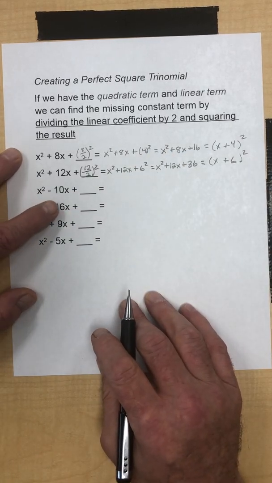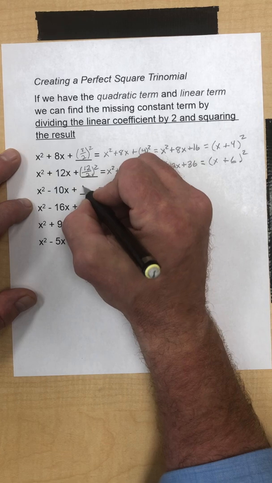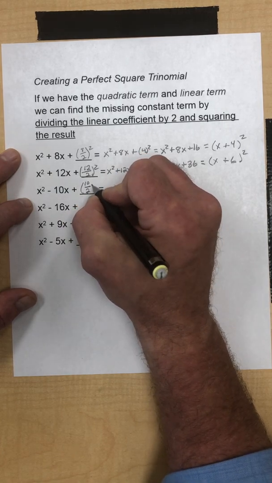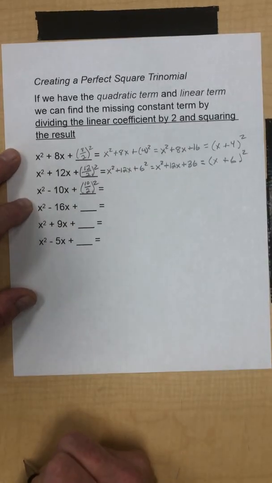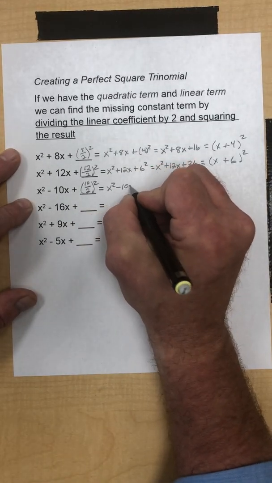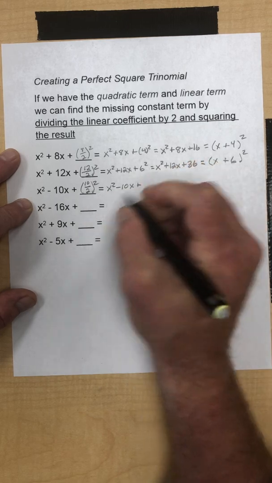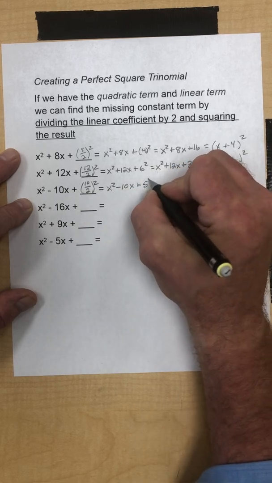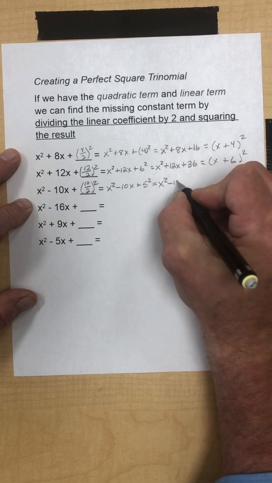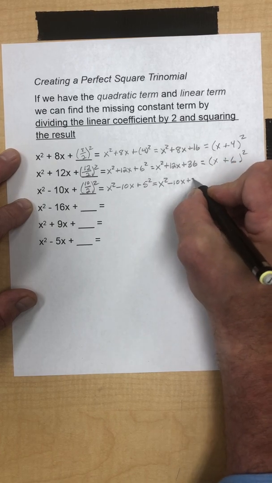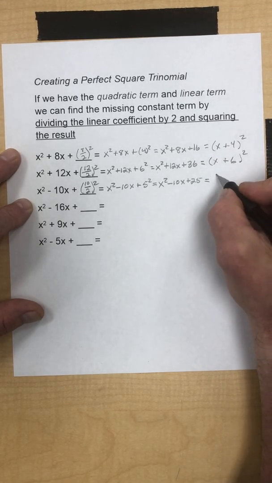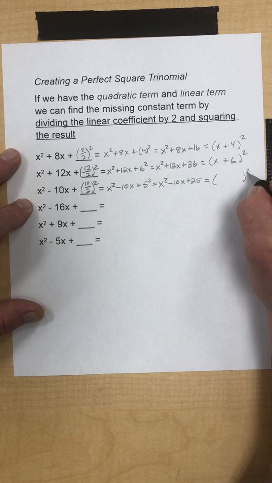Okay, so let's see, right here. We're going to take the linear coefficient, divide by 2, and then square that. So that would be x squared minus 10x plus 10 divided by 2 is 5, so that'd be 5 squared. So we're going to get x squared minus 10x plus 25. That's a perfect square trinomial. And then we factor it into the square of a binomial.